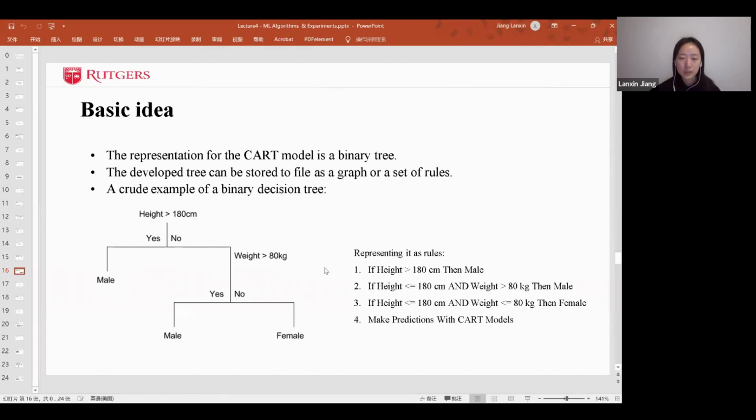And also, such a binary tree can be represented using a set of rules. Like here, we can say rule 1 is that if the height is greater than 180 centimeters, then it's male. The second rule is that if the height is not greater than 180, and also if the weight is greater than 80 kilograms, then it's male. The third rule is that if the height is not greater than 180 cm, and also the weight is not greater than 80 kilograms, then it's female. So these two are equivalent. And you can see such a CART model can be represented by a binary tree or by a set of rules. So it's very easy for us to understand and also to interpret the model to others.